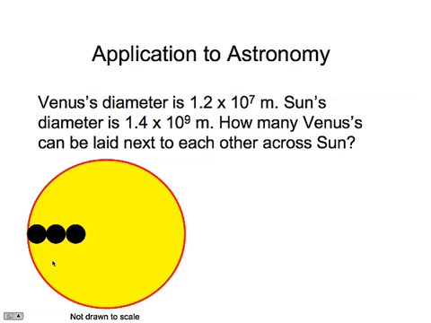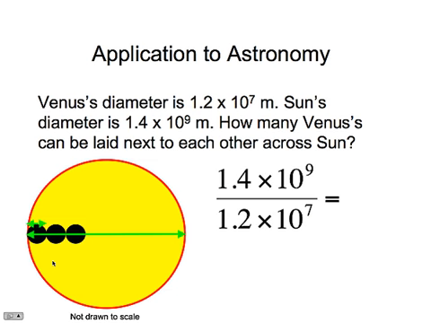Well, to answer this question, we take the total distance across the Sun, 1.4 times 10 to the 9 meters, and we divide it by the individual pieces, if you will. 1.2 times 10 to the 7 meters, the diameter of Venus. And we just want to know how many of those pieces laid next to each other add up to the diameter of the Sun. So 1.4 times 10 to the 9 divided by 1.2 times 10 to the 7.